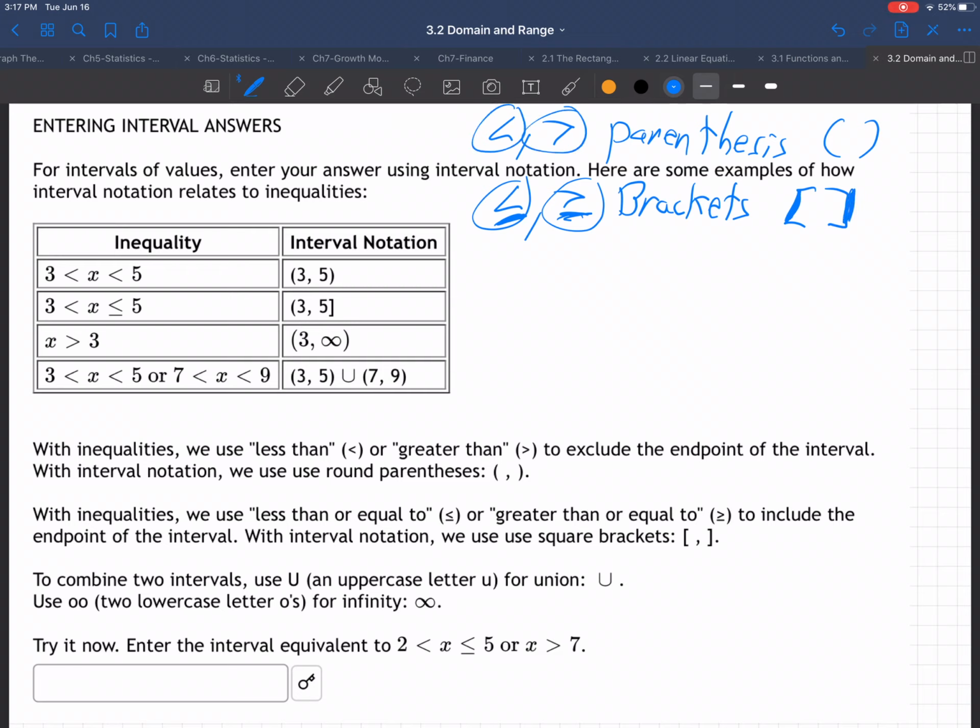Whereas these, greater than and less than, if you're greater than or less than a number, then you're not equal to it, you're not straight on it, so you're just around it. So that's why the parentheses are rounded for those kinds of answers.